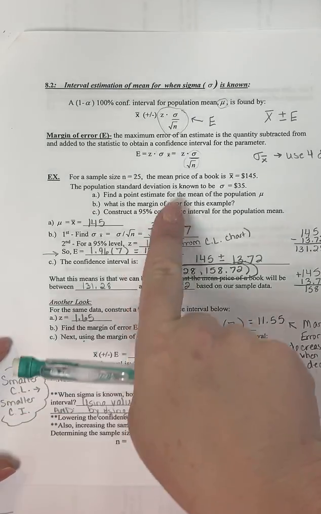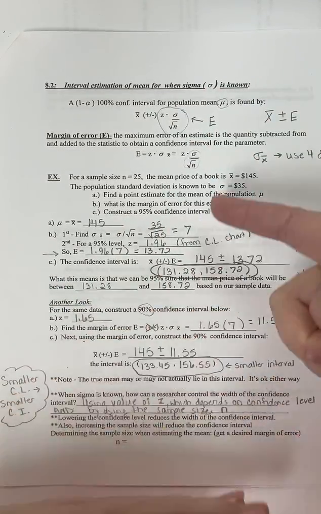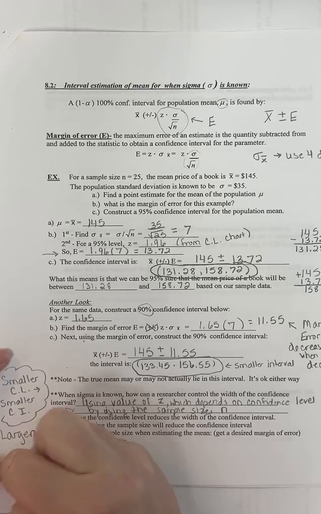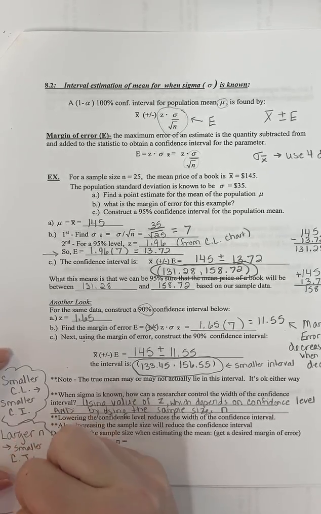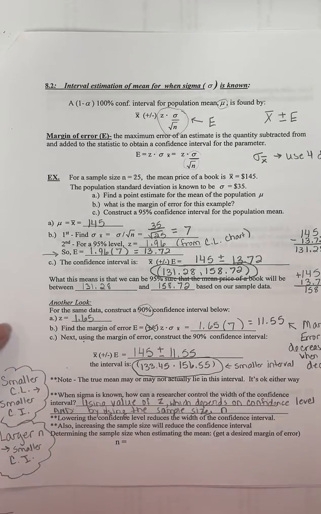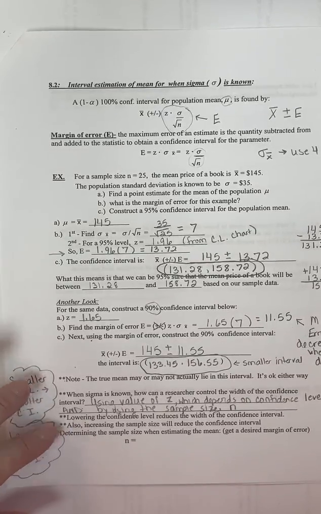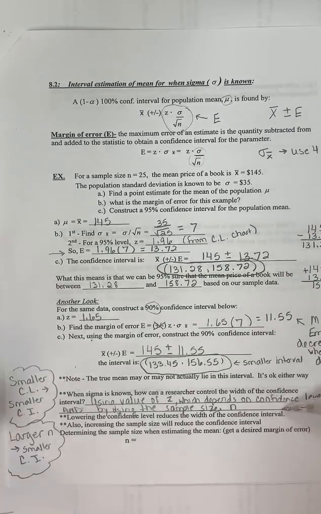However, because n is in a denominator, it's going to have the opposite effect, an inverse effect. So, the larger n is going to give you a smaller confidence interval. So n is going to have the opposite effect. A smaller n gives you a larger interval. A larger n gives you a smaller interval. Okay, so two different ways that you can make it smaller. All right, and then we kind of repeated that here.